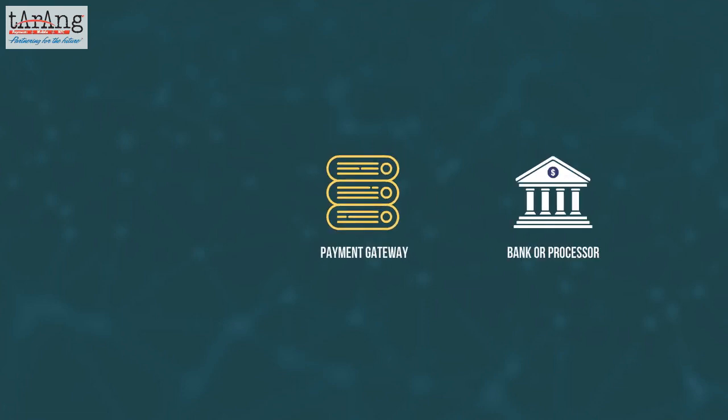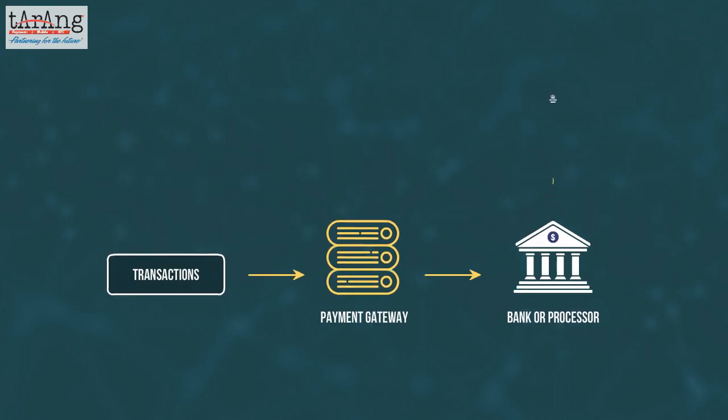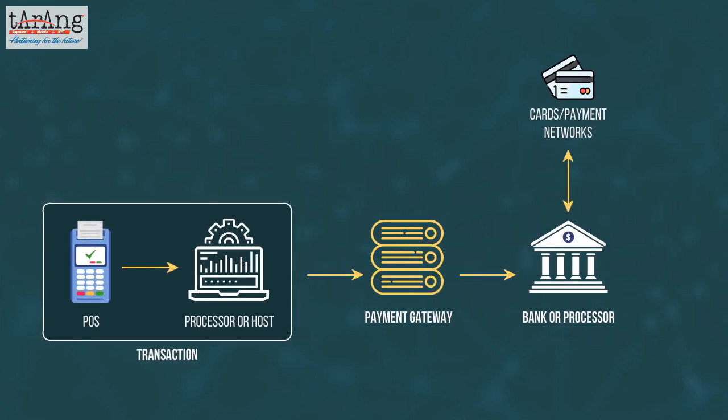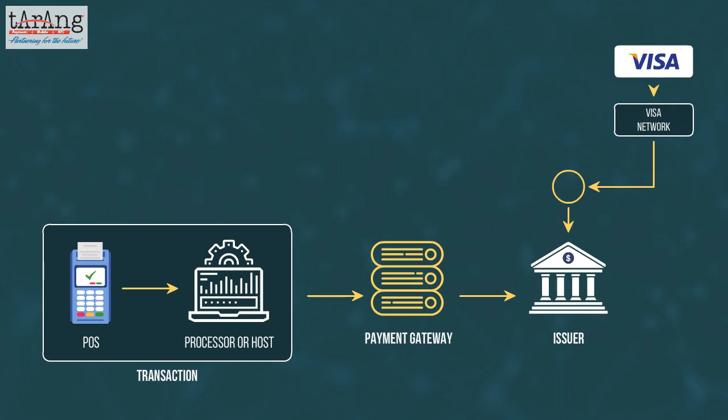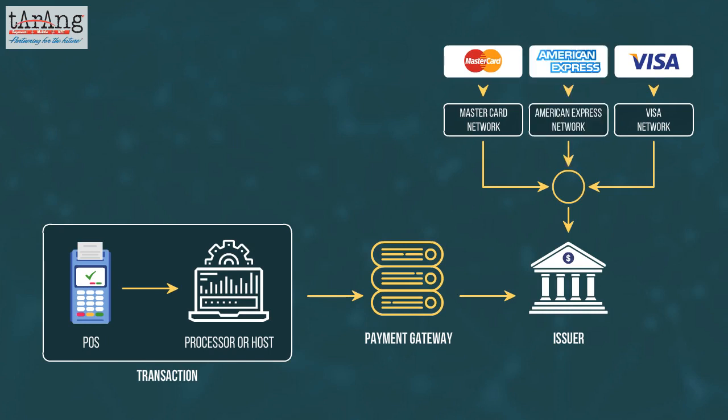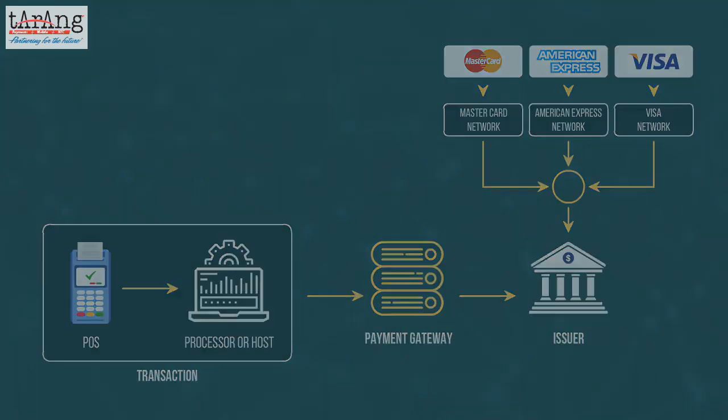The payment gateway acquires transactions from thousands of online merchants. The gateway is connected to the bank or the processor, which is directly integrated with the card networks or payment networks. In case of POS terminal transactions, they come from the terminal to the processor or host. The Visa card transaction is sent to the Visa network, the MasterCard transaction is sent to the MasterCard network, and so on. The card network routes the transaction to the bank that issued the card.